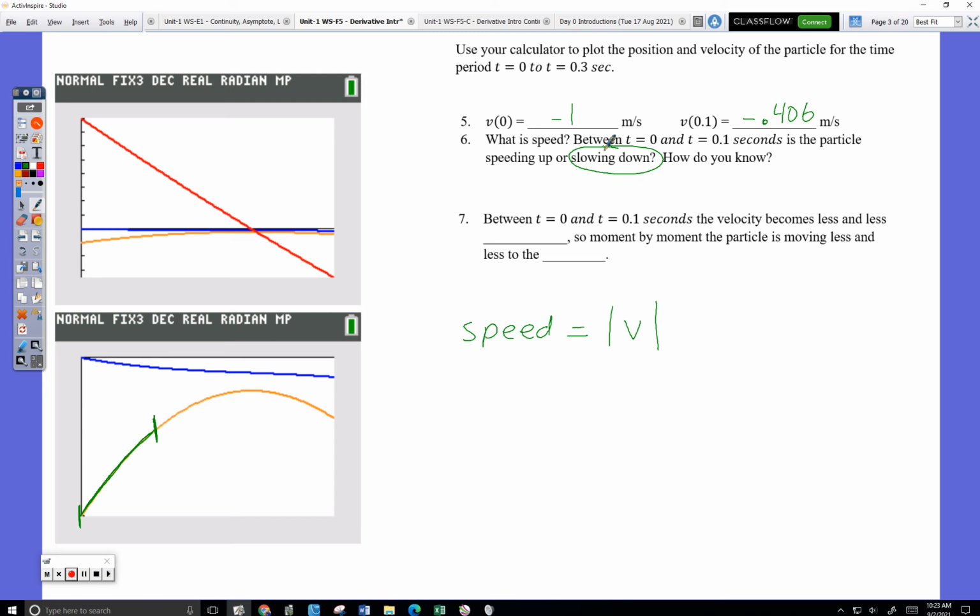Cool. It says between, oh, this is just restating. The velocity becomes less and less negative. So moment by moment, the particle is moving less and less to the left. The worksheet seems redundant in spots. That's not meant to be busy work. It's just meant to reinforce connections. So, questions? Keep going. Go to number 8.